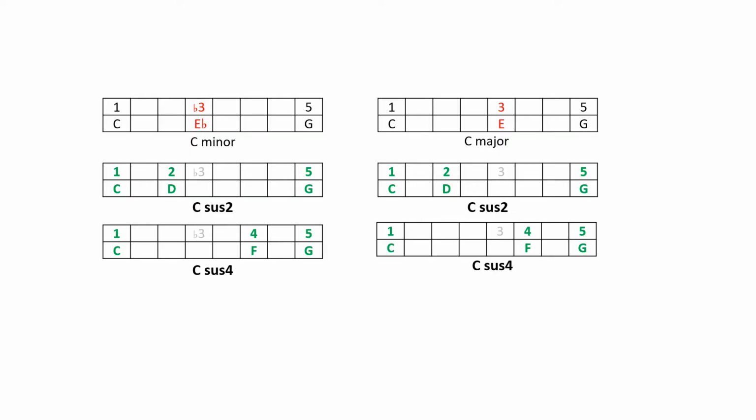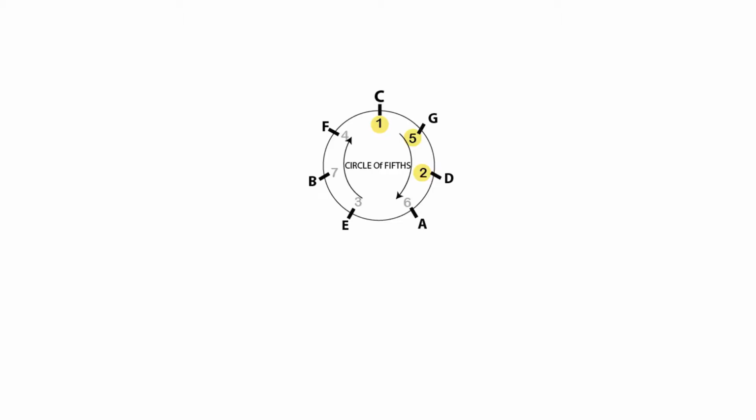A suspended chord, often known as a sus chord, is one in which the major or minor third interval is replaced by a major second or perfect fourth interval. In this lesson, we will only discuss decoding the sus2 chord in CAGED shapes using the circle of fifths.